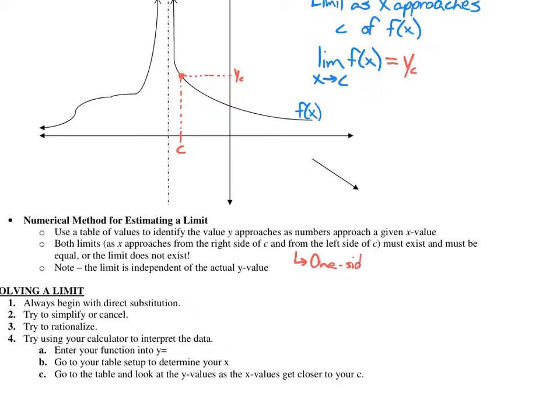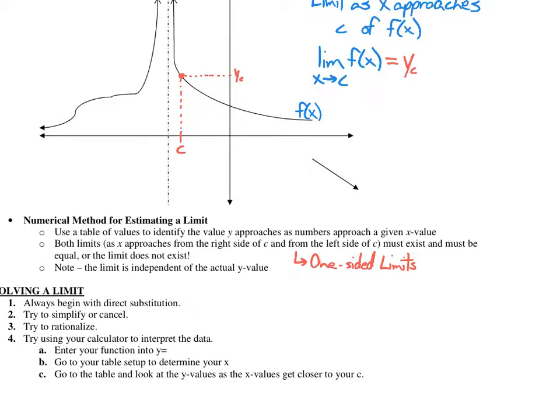One-sided limits. All right? So, on the x-axis, the left side is the negative, right? And the right side is the positive. So we actually use some pretty intuitive notation here to give our left-sided and our right-sided limits.